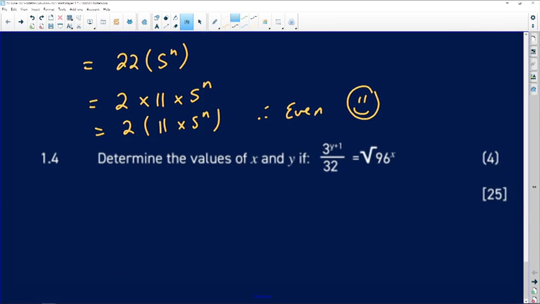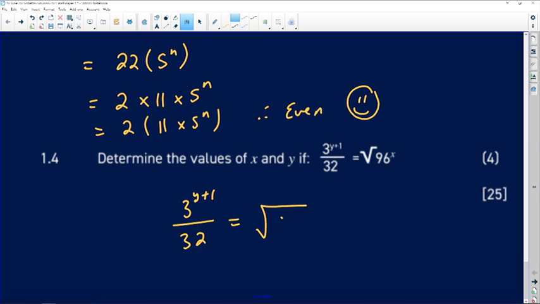Okay, cool. Now in closing, 1.4, we're looking at 1.4 now. It says we need to determine the values of x and y if 3 to the power y plus 1 over 32 is equal to the square root of 96 to the power of x. Now, when you're dealing with surds, like we have discussed already, the first thing that you need to try and do is to get rid of the surd.